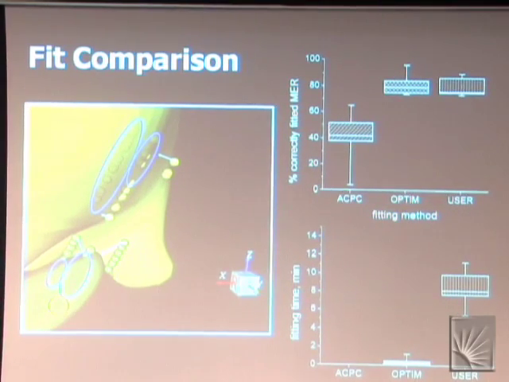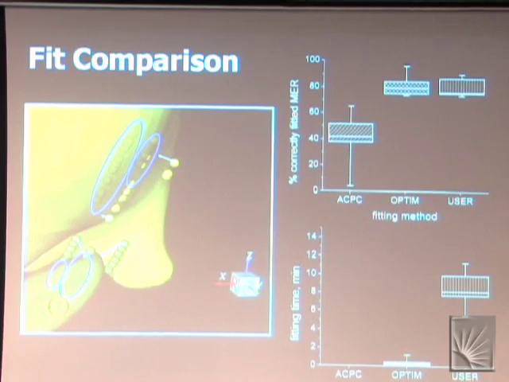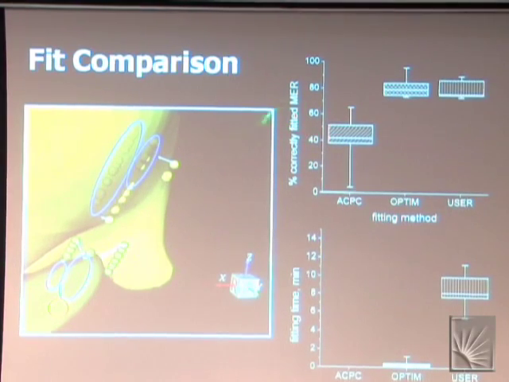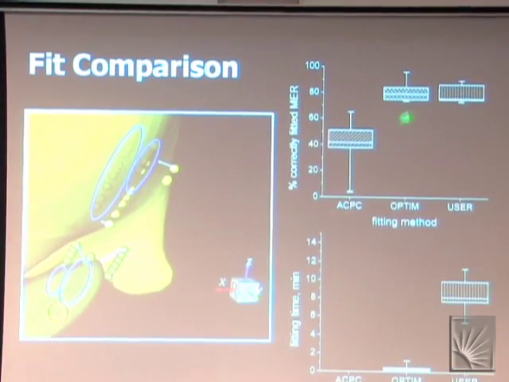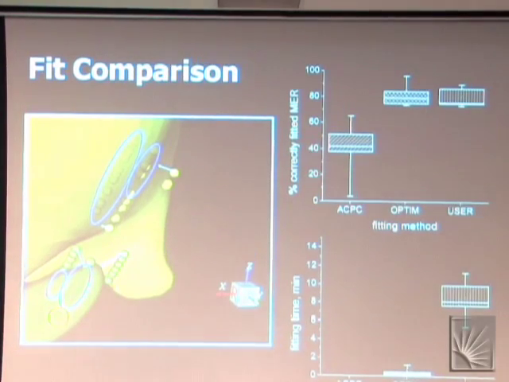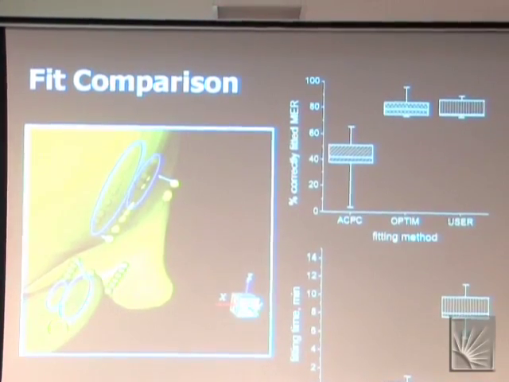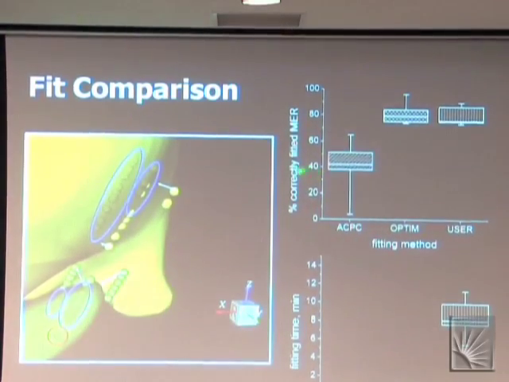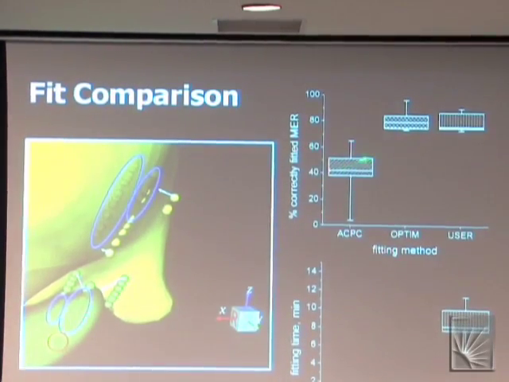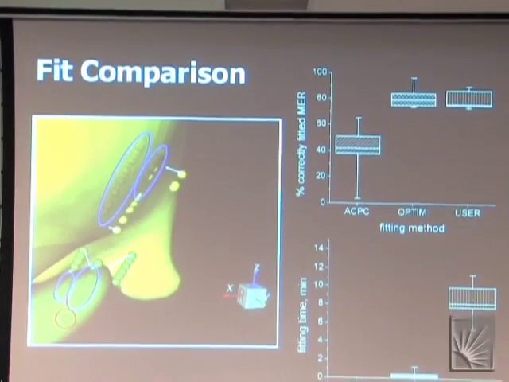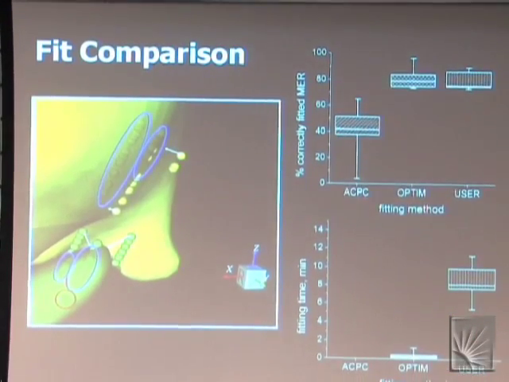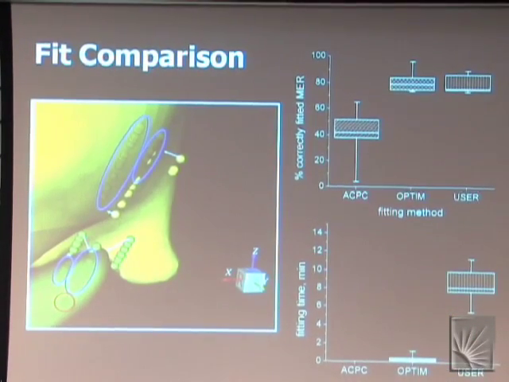So this is work where we're actually looking at the percent of correctly fitted microelectrode recordings. You use ACPC scaling, like I said, this default technique that's commonly used in current surgical practice. Well, you're not really doing very well. Maybe we're fitting half of the microelectrode recording data accurately. That's certainly not very encouraging.